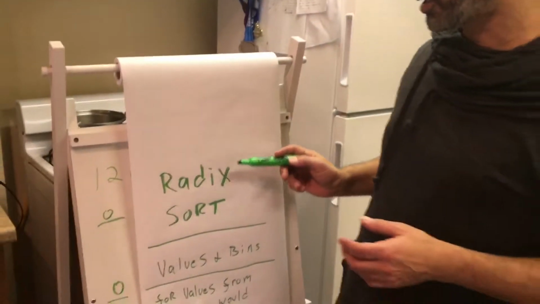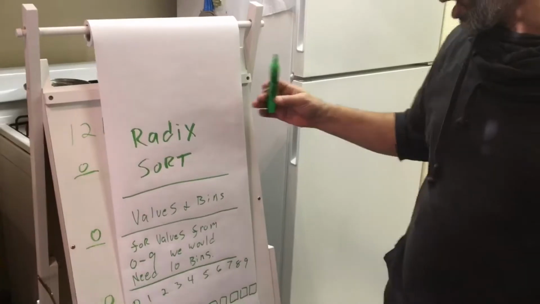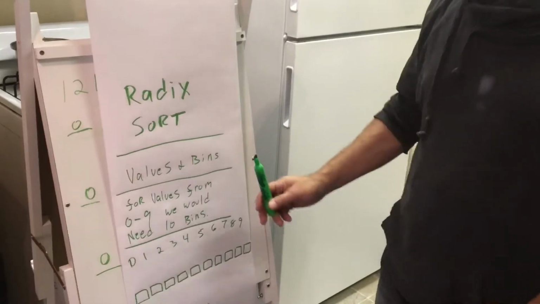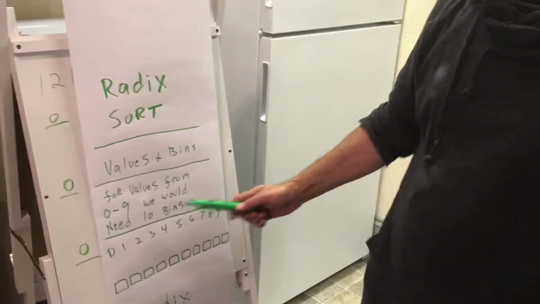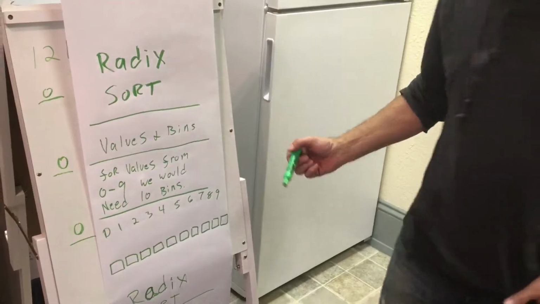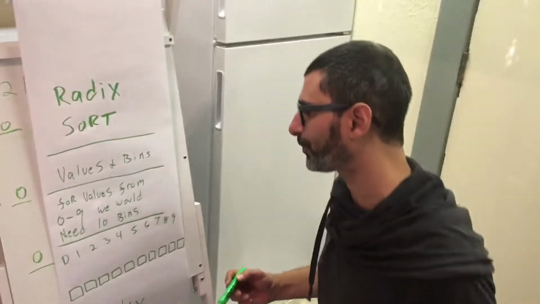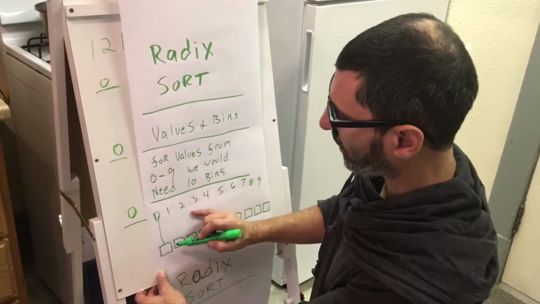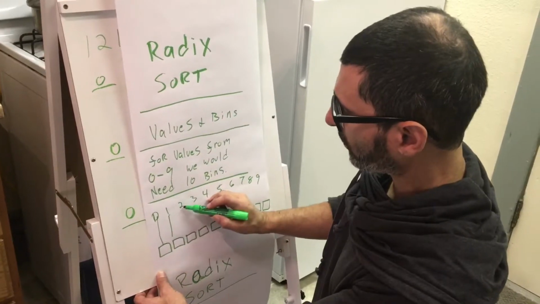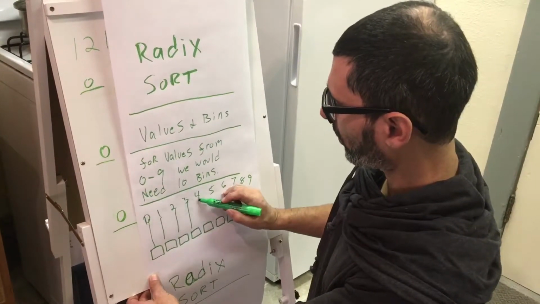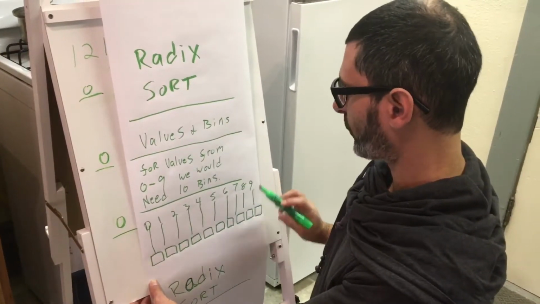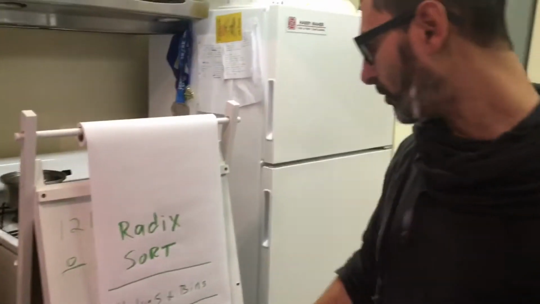So if we take a look at the Radix sort, what we're going to do is we're going to have values and bins. So for instance, for values from 0 to 9, we would need 10 bins, each for a corresponding value. So the 0 would be placed in its corresponding bin. Same with the 1, the 2, the 3, the 4, 5, 6, 7, 8, and 9. So depending on how many values you have, you'll need the same amount of bins.